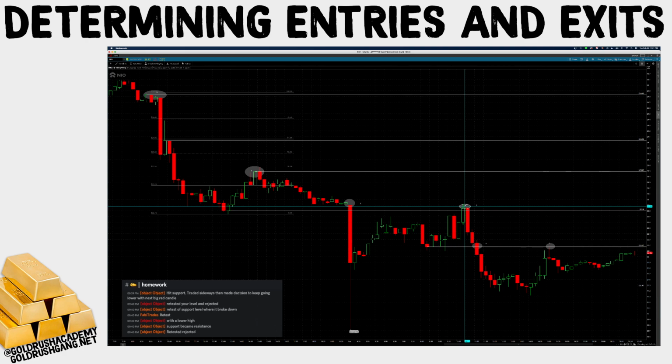Retest rejected. To me, D is the absolute best entry. 100% the best entry possible.